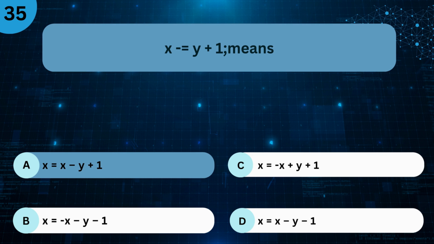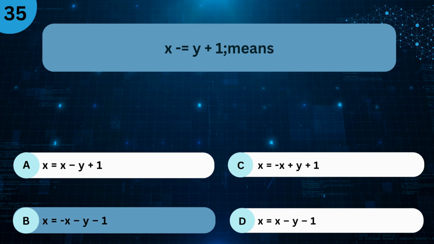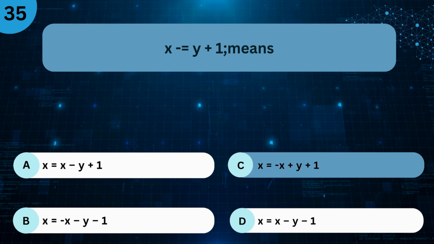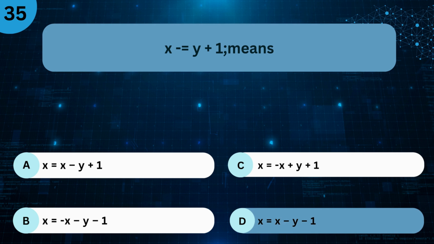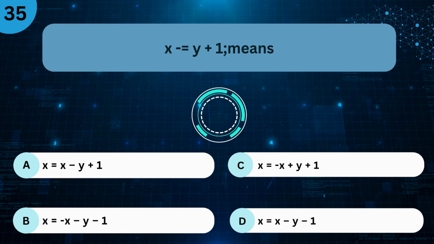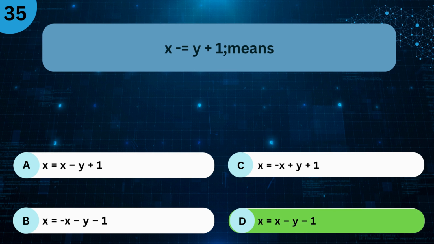A. x = x - y + 1. B. x = -x - y - 1. C. x = -x + y + 1. D. x = x - y - 1. The right answer is D. x = x - y - 1.